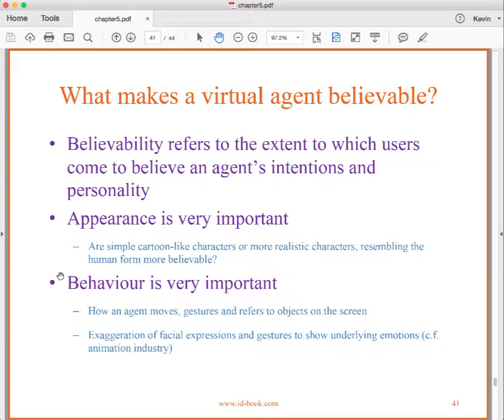What makes a virtual agent believable? Okay. The appearance can be important. Are simple cartoon-like characters or more realistic characters resembling the human form more believable? Well, to the extent that I'm going to see something, I think I would like the human form rather than the cartoon form if I'm doing some kind of serious activity. But how about you? How about children? Behavior is important. How an agent moves, gestures, and refers to objects on the screen.